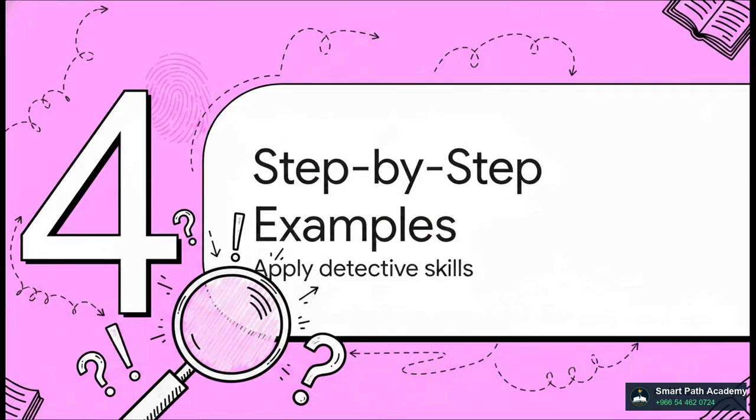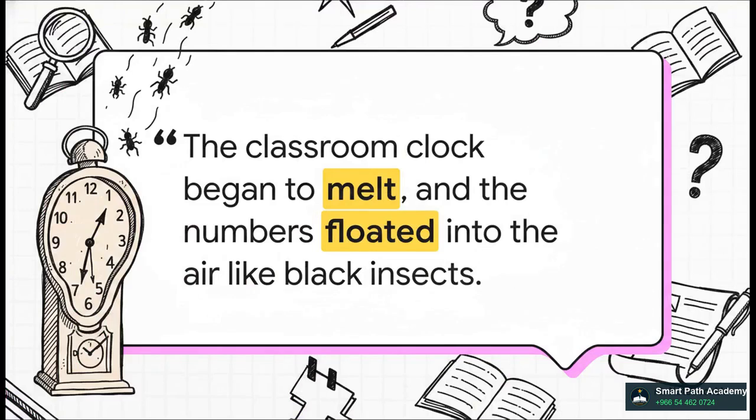Section 4, step-by-step examples. Let's move on and see how this builds our detective skills in action. Okay, let's take a look at text A. The classroom clock began to melt, and the numbers floated into the air like black insects. Notice how we mentally highlight the clues as we read? A melting clock? Well, that's an impossible event. Numbers floating like black insects? That is definitely a strange and slightly scary image. Just like that, we've gathered our evidence.